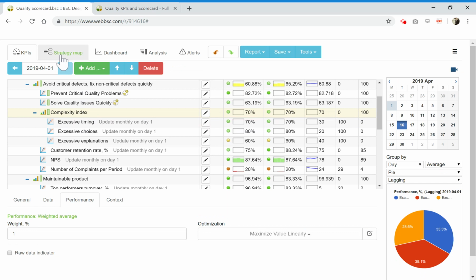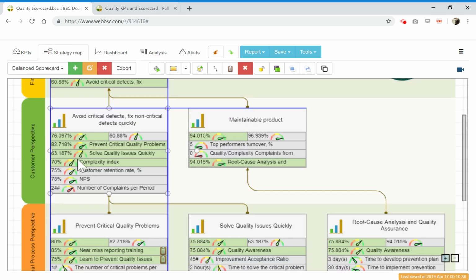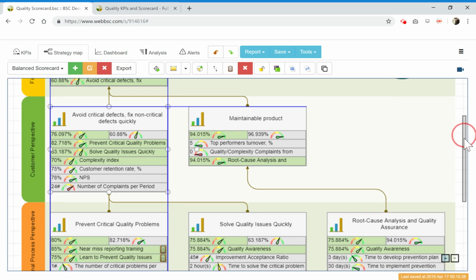Again, in your case, you might probably add some more indicators. So we have here two leading indicators. And what about lagging indicators? How do we validate that non-critical defects are actually fixed quickly? How do we validate this? We have to find out some indicators.